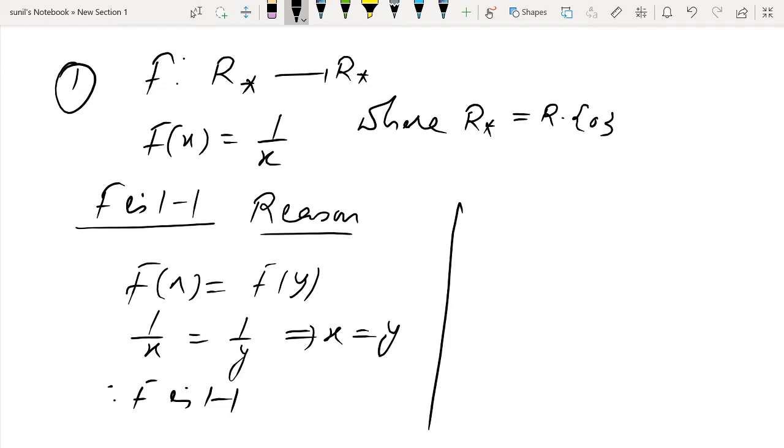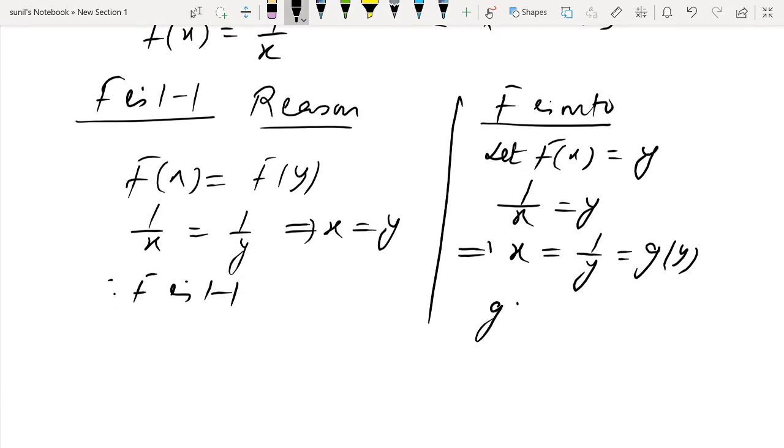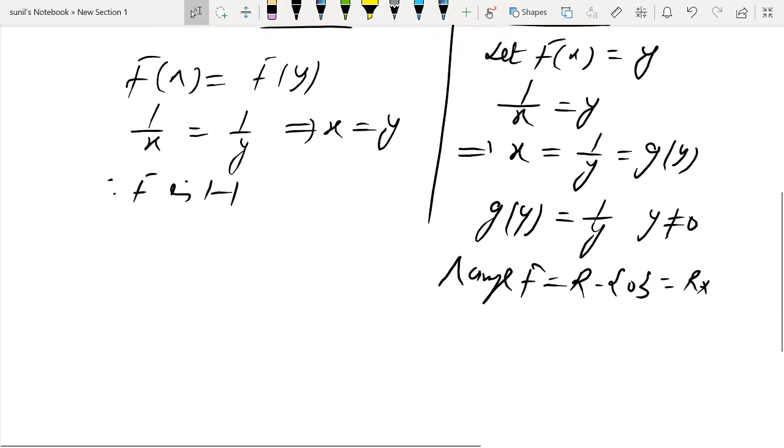Now the second part, I have to show that f is onto. We are going to find the range of this function. So let f(x) be equal to y. Now what you will observe? 1 by x is equal to y. This will imply x is equal to 1 by y. So let this function be g(y). So g(y) is equal to 1 by y. So y should not be equal to 0. So range f is R minus 0, which is equal to R star, which is the codomain. So f is onto.